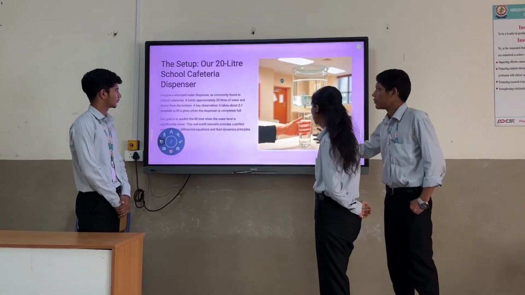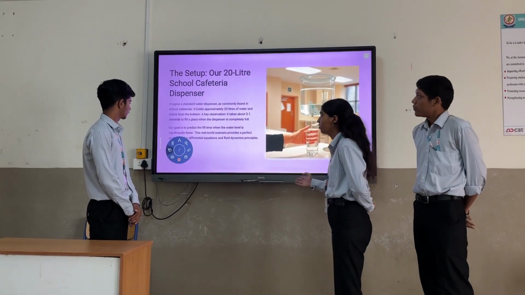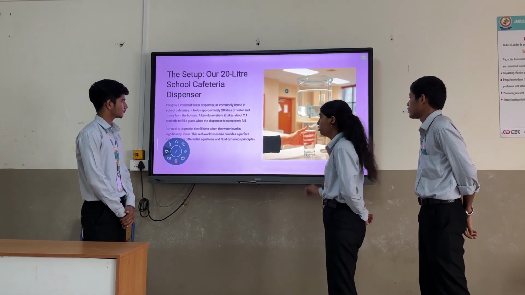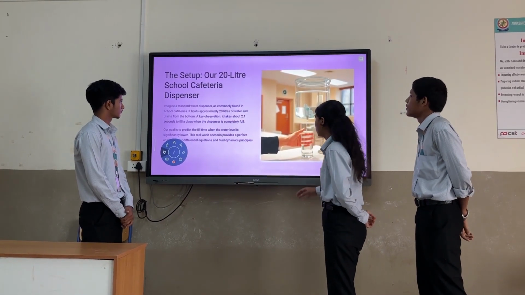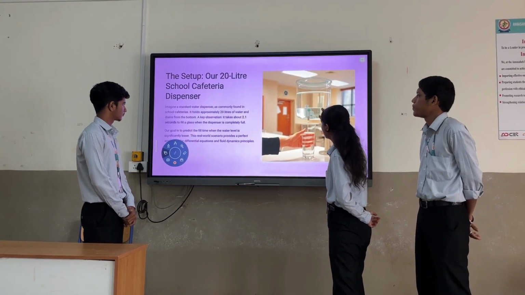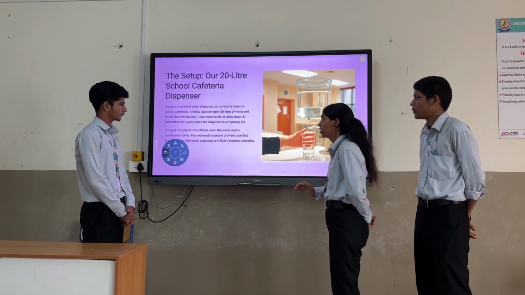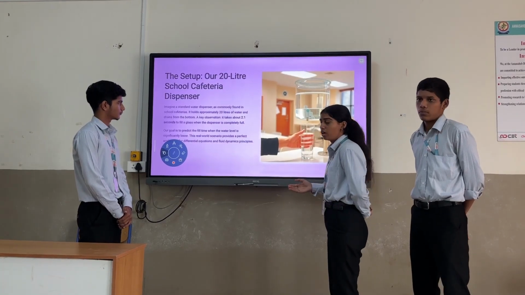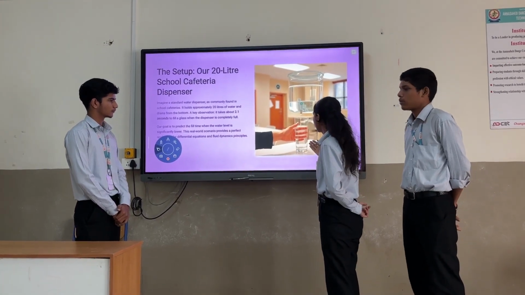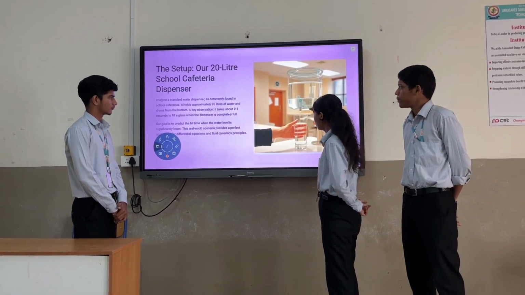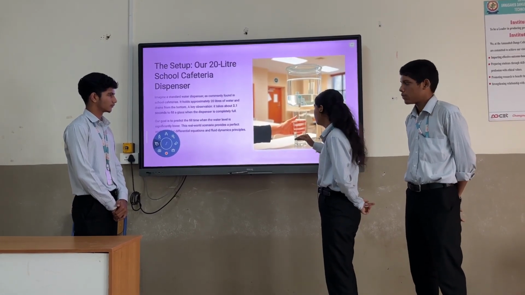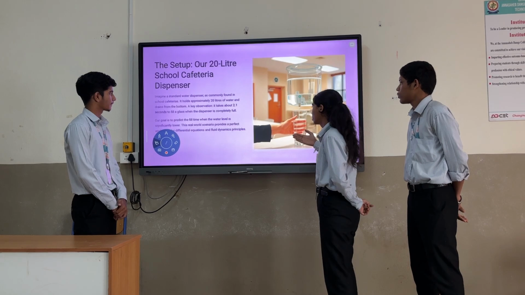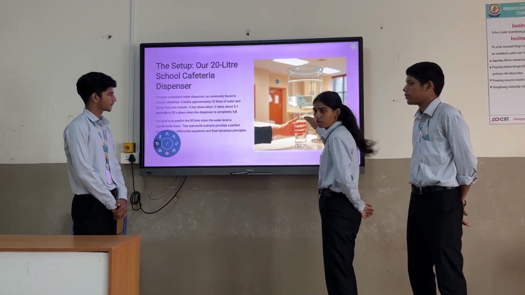Now this is our setup. We take an example of a school cafeteria. There is a dispenser of 20 liters capacity. When the dispenser is filled fully, it takes 2.1 seconds to fill the glass. Our goal is to calculate, when the water level goes lower, what the time for filling the glass is.